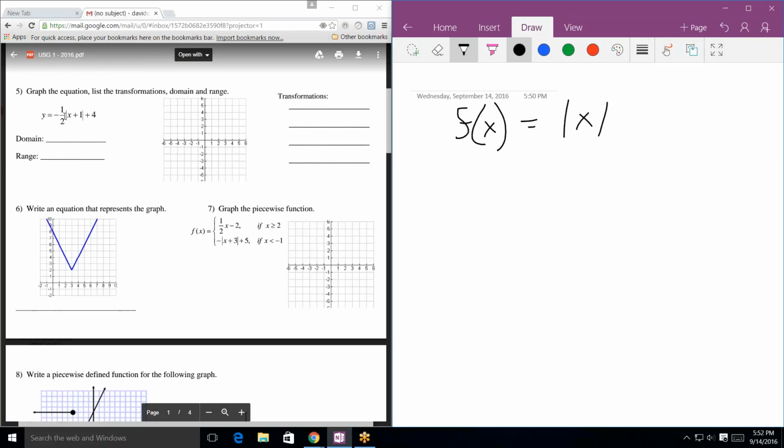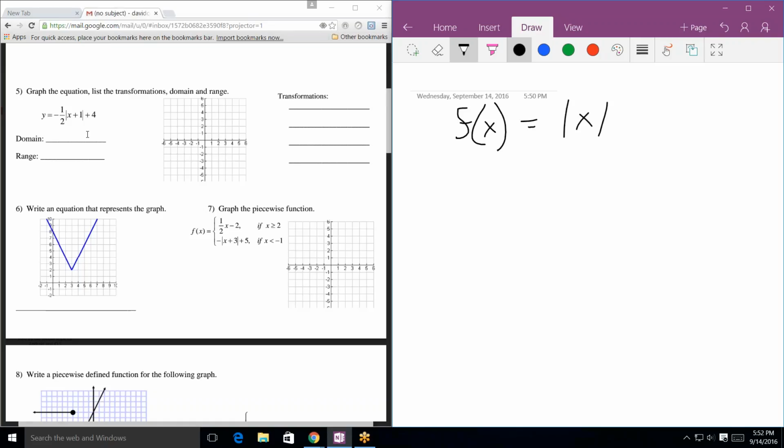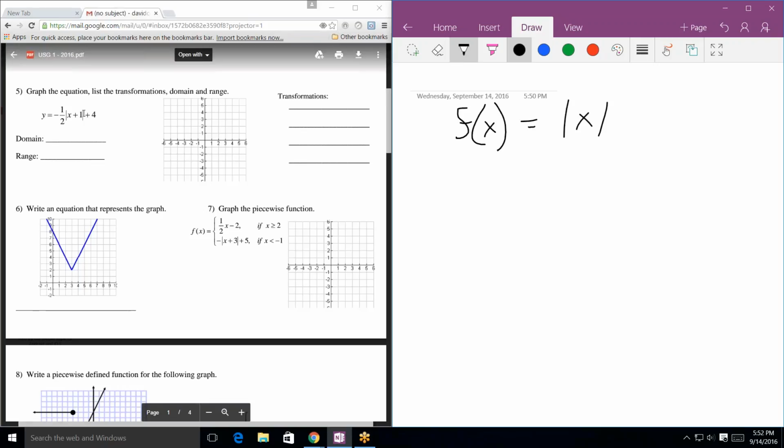And now let's go inside the function. What's the plus 1? That's a horizontal shift left 1. Good. And now finally, outside the function again, the plus 4? Vertical shift up 4. Correct.